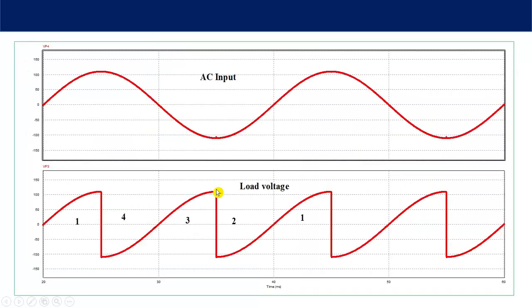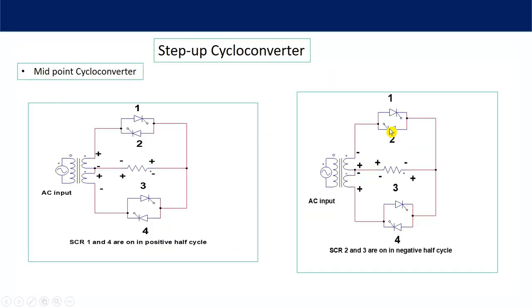Now let's see. After 3 we want negative output. Though the input voltage is negative, we want negative output voltage. So 3 is to be turned off and 2 is to be turned on. When 2 is turned on, the current will flow in the opposite direction and the output voltage will be positive here, negative here. That means this negative half cycle you will get from here.